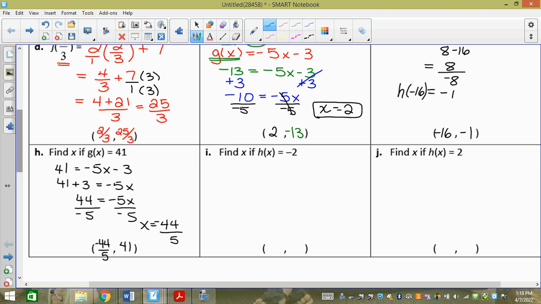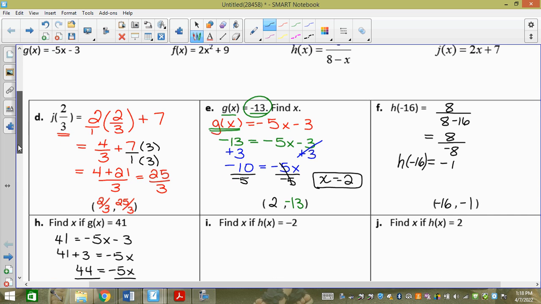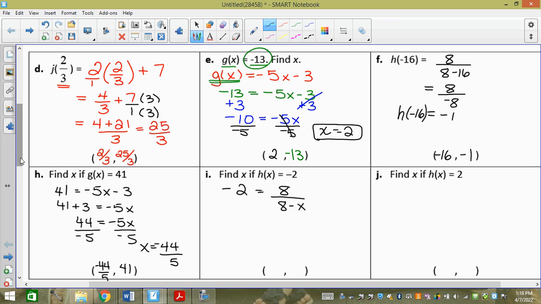So I has h of x equals negative 2. The reason why I want to do that one is because it's irrational. So you get negative 2 equals 8 over 8 minus x. What am I going to have to do? How do I get x by itself? Take the entire denominator and multiply it up. So we're going to get negative 2 bracket 8 minus x equals 8. And the reason why we get that is we're multiplying by 8 minus x.